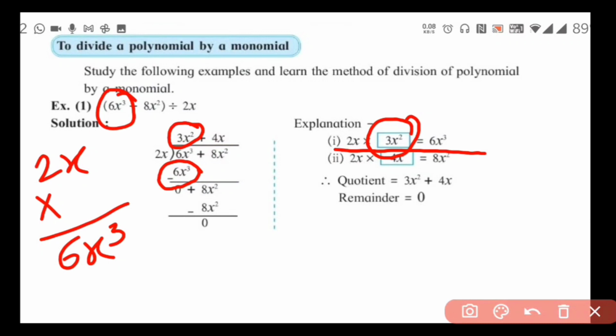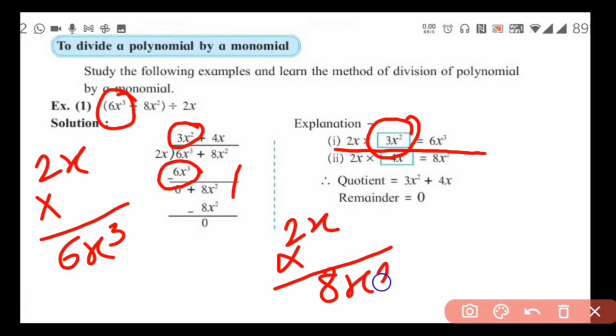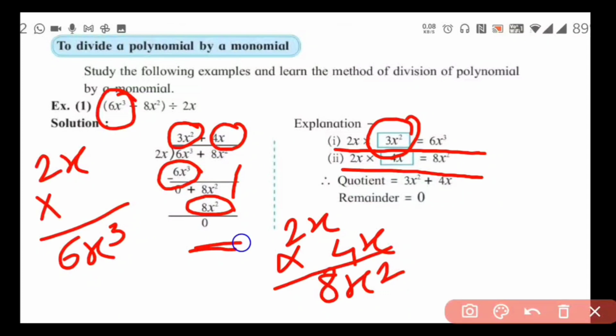Now we will write down the second term in the second step, that is 8x square. Now again we have to see, this divisor 2x multiplied by what? Answer should be 8x square. So 2x multiplied by 4x, answer we get 8x square. So this 4x we write in the quotient, 8x square we write in the dividend, and the remainder is 0.